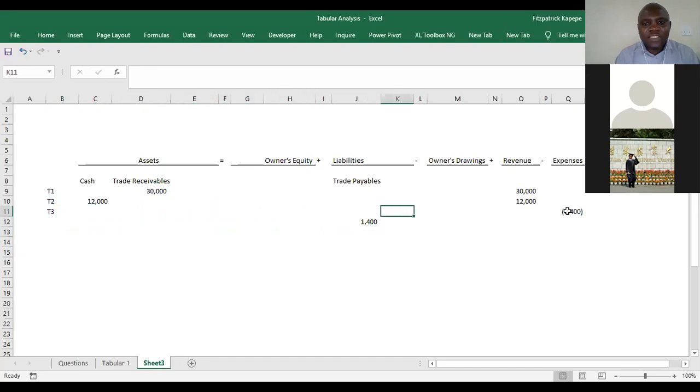What have I put here? This should have been transaction number. Oh, I made a mistake.